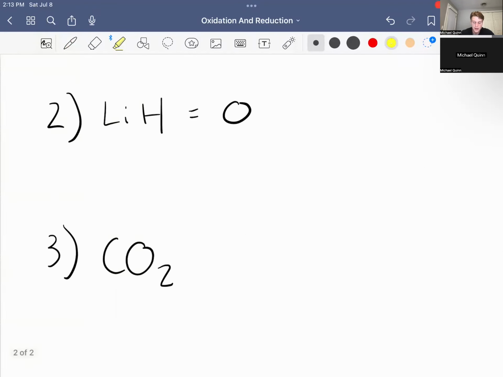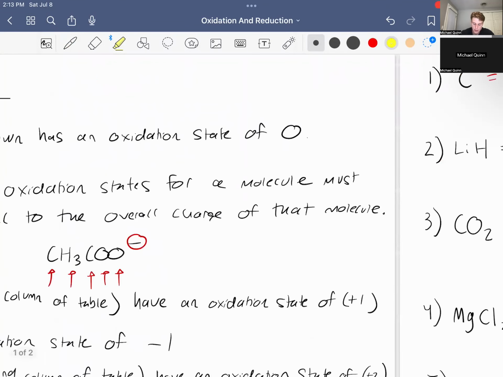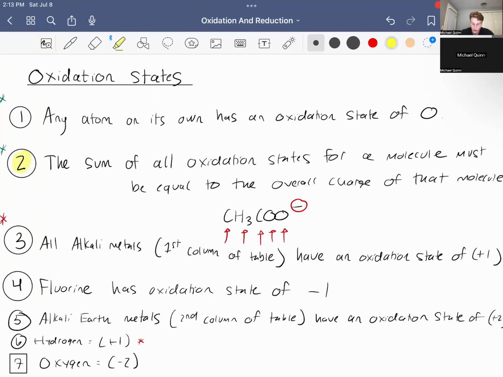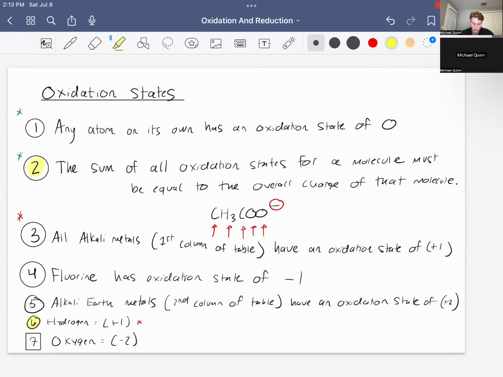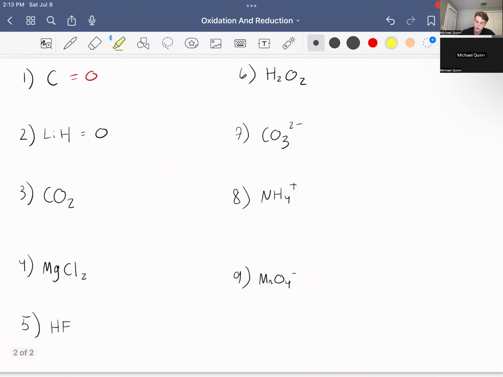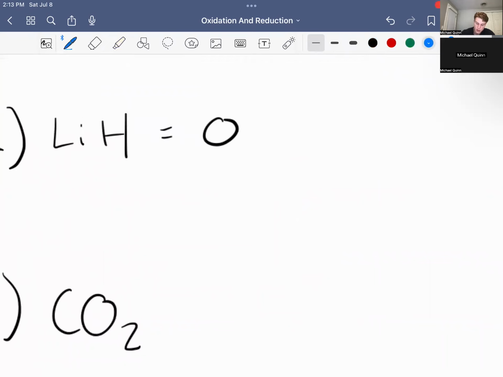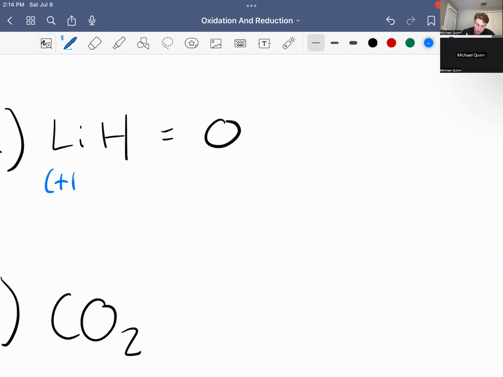So we have lithium and hydrogen. Lithium pops up in rule number 3. All alkali metals in the first column of the table have an oxidation state of +1. So the rule that describes lithium comes before the rule that describes hydrogen, which is rule number 6. So rule number 3 will be more important. So let's assign lithium an oxidation state of +1.